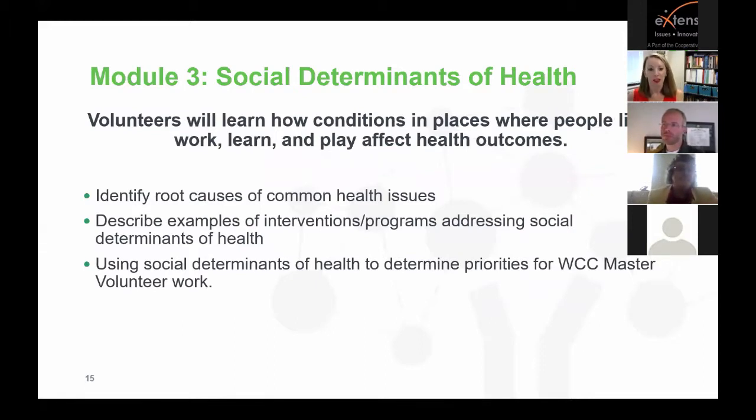Module 3 is somewhat related to Module 2 in that it addresses the social determinants of health. This will be at a pretty basic level, and it's intended to help volunteers understand how conditions where people live, work, learn, and play affect health outcomes. This module looks at the root causes of common health issues and also describes examples of interventions and programs that address social determinants of health. And maybe most importantly, the module addresses how the social determinants of health can be used in local work through the Master Volunteer Program to help improve health in the community.